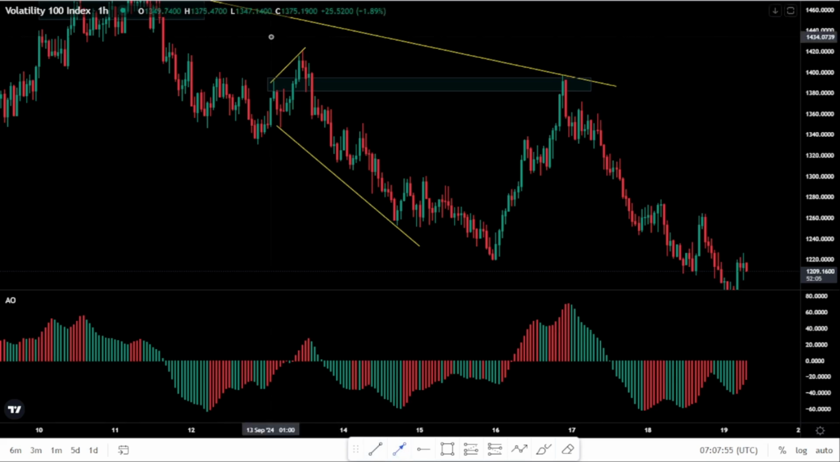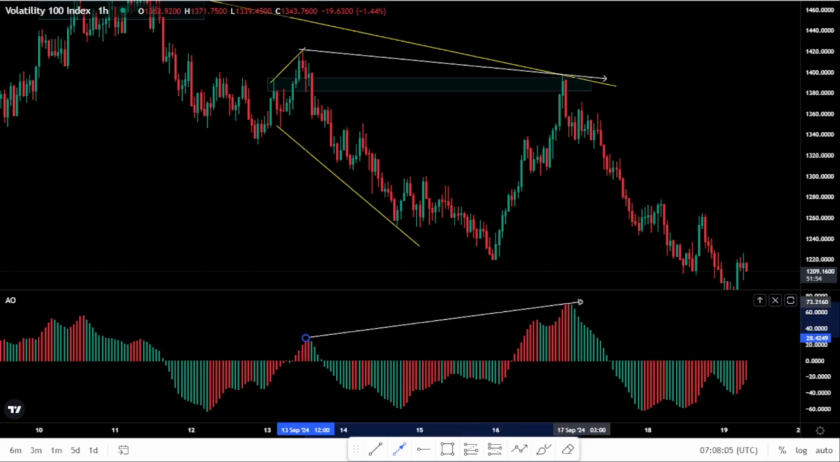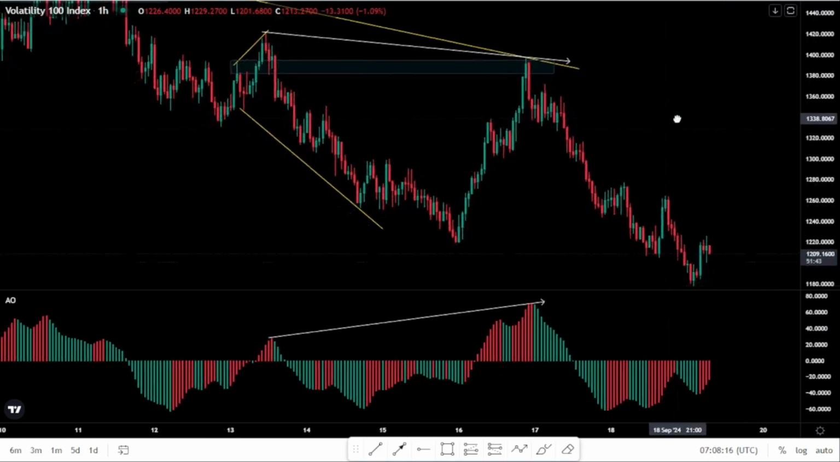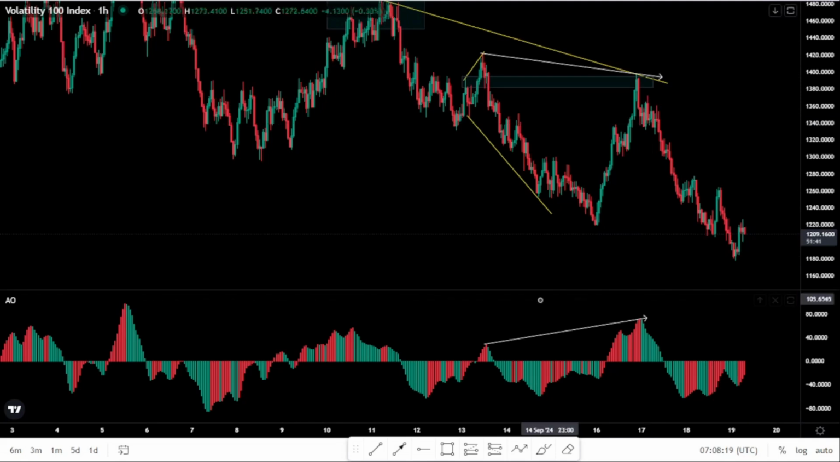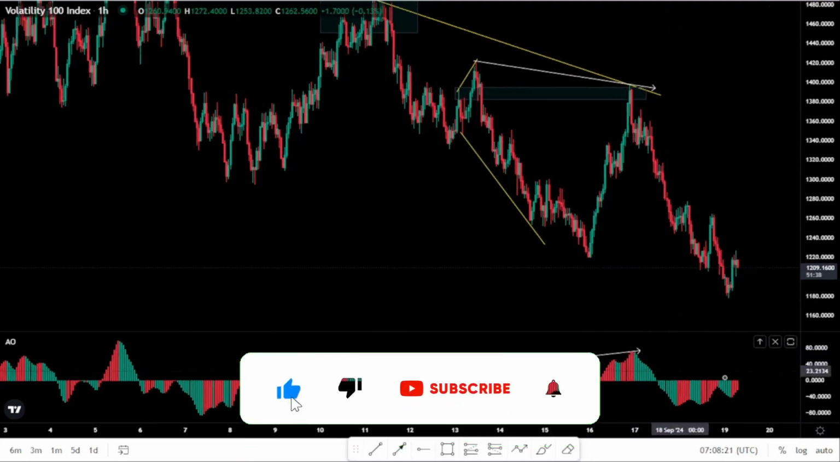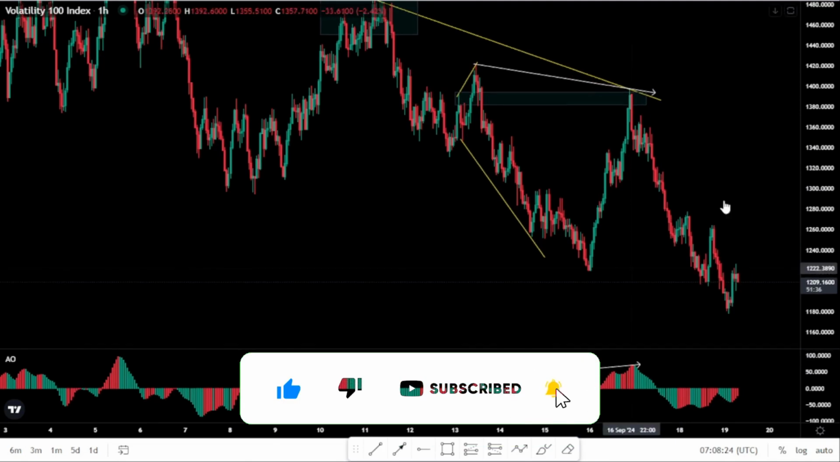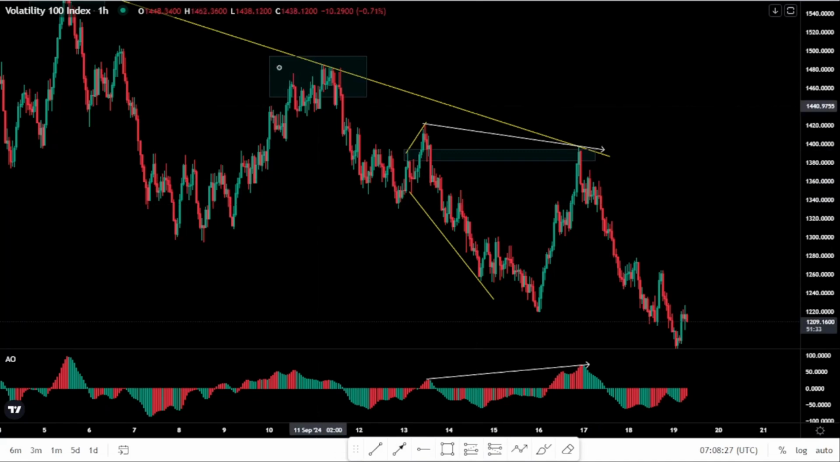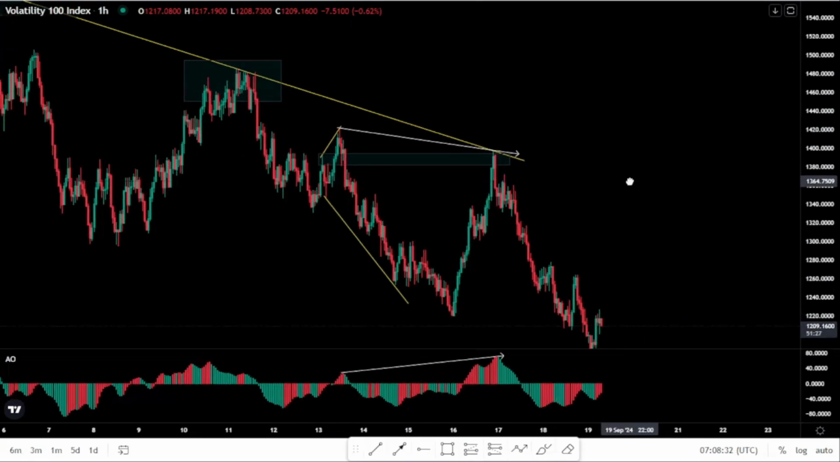You notice here that as the market was giving us lower highs, the awesome oscillator was giving us higher highs. So the market gave us lower highs, the awesome oscillator gave us higher highs. What is that? That is a hidden bearish divergence. And a hidden bearish divergence tells us that the market is going to continue in the current direction. And what is the current direction? Lower low, lower high, lower low, lower high. That means we are continuing in our lower low.